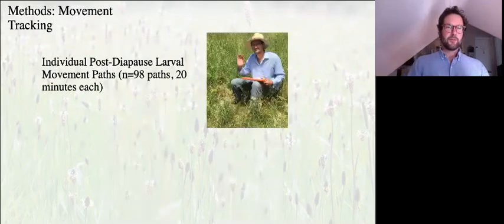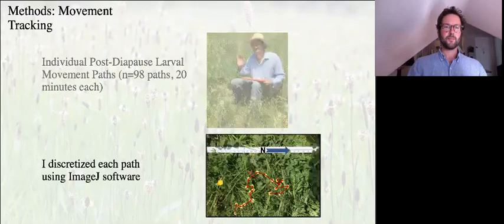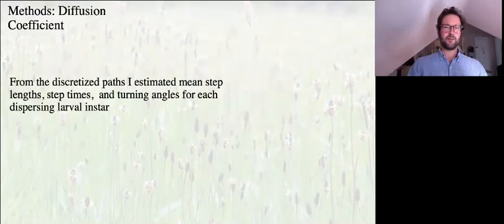And then the other type of data that's incorporated into this is larval movement tracking. During the dispersal phase of the larval growth, I went out and tracked individual movement paths, 98 different paths, and each path consisted of following a larva for 20 minutes apiece. Then from these paths, I discretized the larval movement, and in the discretized paths, I estimated mean step lengths, step times, and turning angles for each dispersing larval instar.